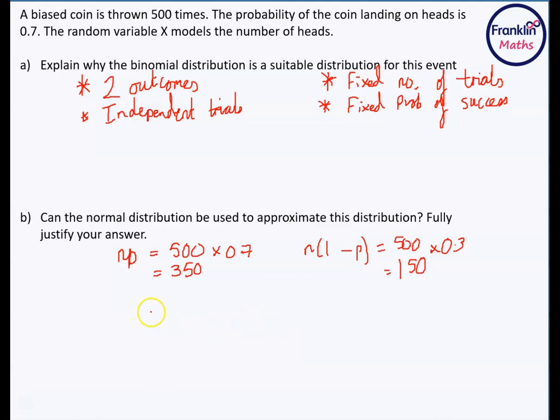Okay, so then all we need to say is, as NP is greater than 5, and N1 minus P greater than 5, we can use the normal distribution, or we can approximate. I'm just rushing here because my handwriting isn't great on this tablet. Okay, nice and easy to do.